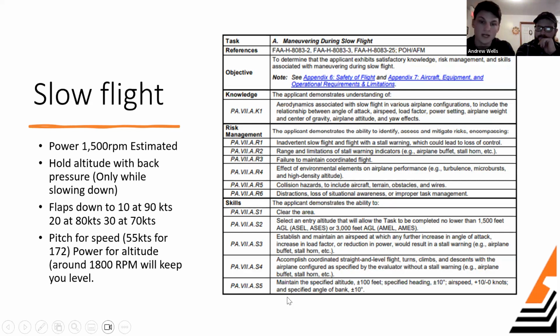You also have to maintain plus or minus 100 feet, heading plus or minus 10 degrees, airspeed plus 10 minus 0 knots. So if you're aiming for 55 knots, you can't go below 55, but you can go up to 65. And you also have a specified angle of bank, plus or minus 10 degrees. Right. Anything else? No. Good.